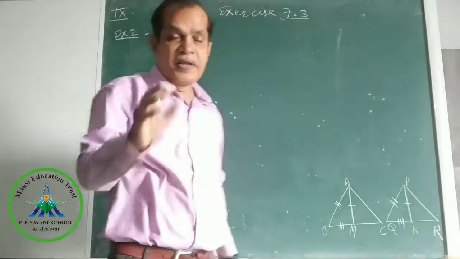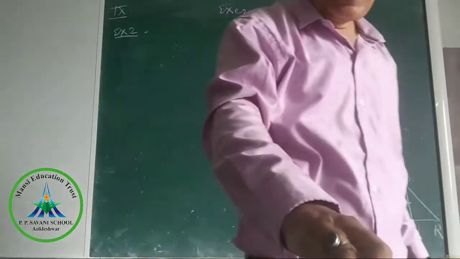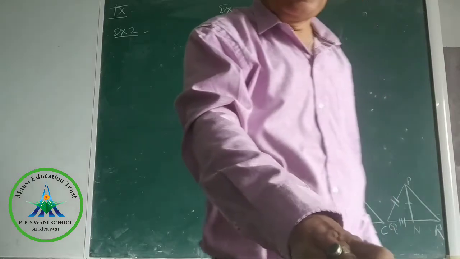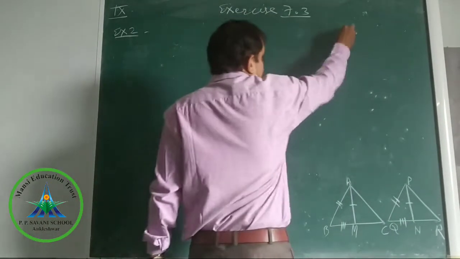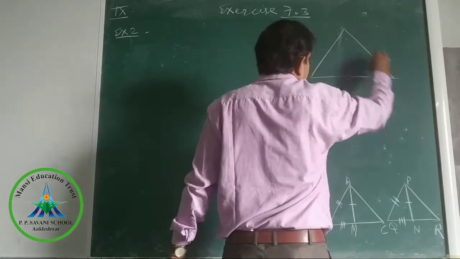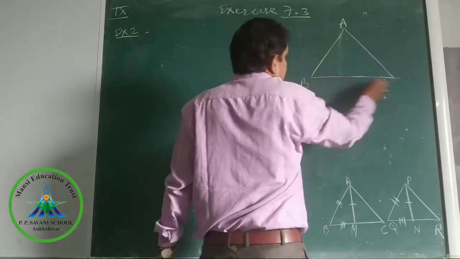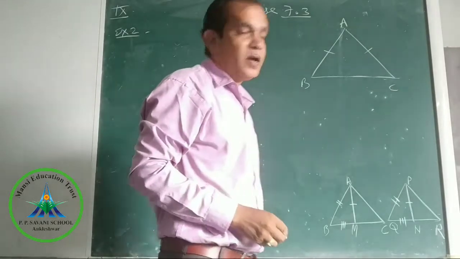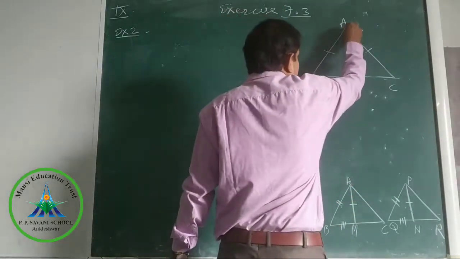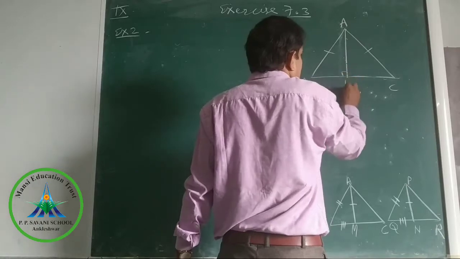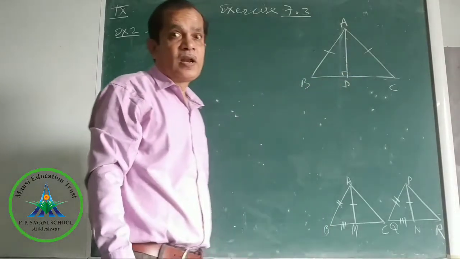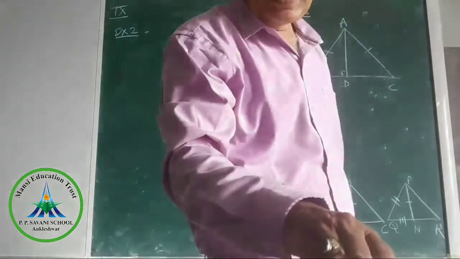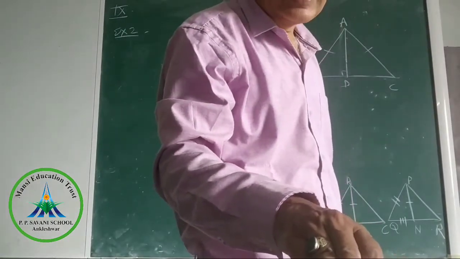Example 2, I am reading. AD is an altitude of an isosceles triangle ABC. So I am drawing isosceles triangle ABC, AB equal to AC. AD is an altitude. Altitude means perpendicular. Now they are telling us to show that AD bisects BC.